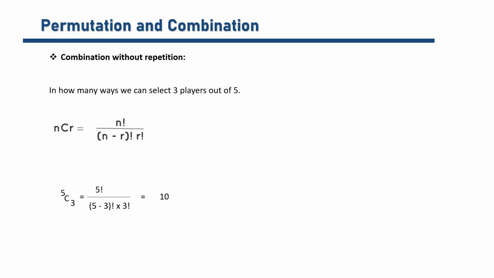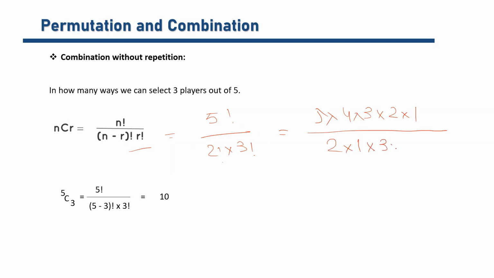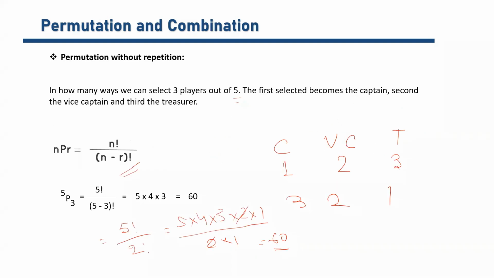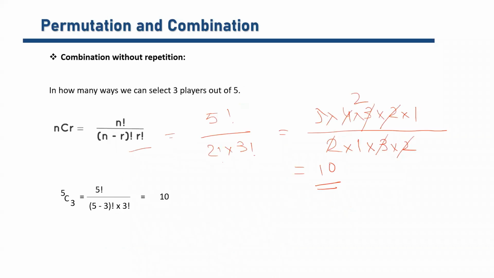So it is going to be nCr, which is n factorial by n minus r factorial into r factorial. So here, it will be 5 factorial by n minus r, which is 2 factorial, and r, which is 3 factorial. So it's going to be 5 into 4 into 3 into 2 into 1 by 2 into 1 into 3 into 2, right? So this gone, this 3 gone, this is 2, so you have 5 into 2, which is 10.